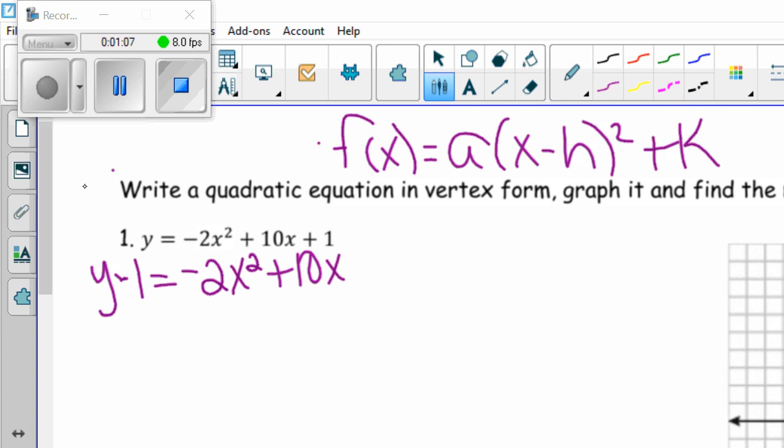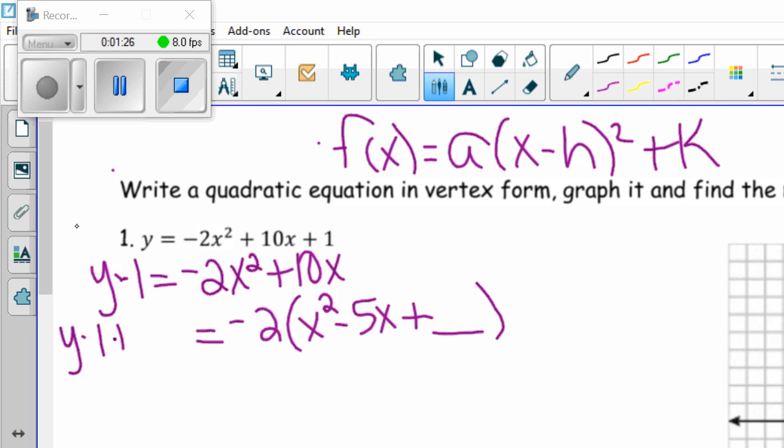So now we're looking for a GCF. We want to get rid of that negative 2. On this side, I see I could pull out a negative 2 out of everything, and I get x squared minus 5x. Then I'm going to put my plus blank. On the other side, I have y minus 1 plus my blank, but here negative 2 is going to get multiplied by whatever was in there, so it has to be plus negative 2 times my blank.